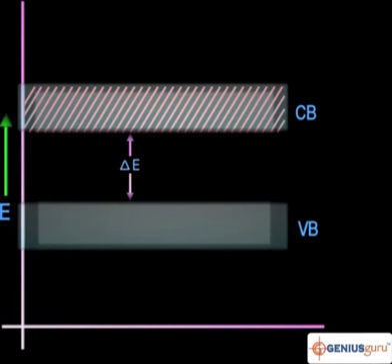The highest filled band is called the valence band. The next higher unfilled band is called the conduction band. The valence band and conduction band are separated by a certain forbidden energy region called the forbidden energy gap.